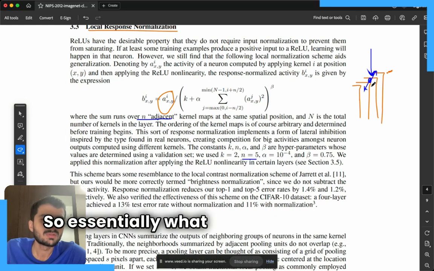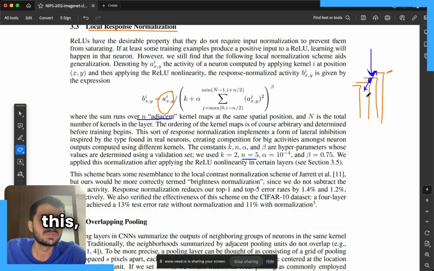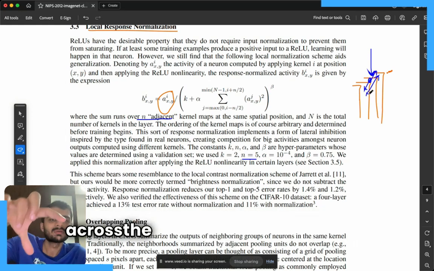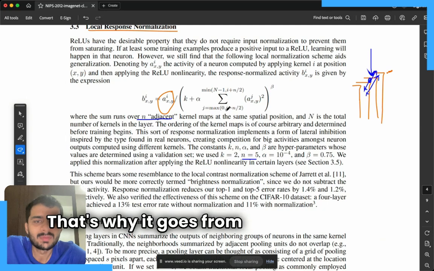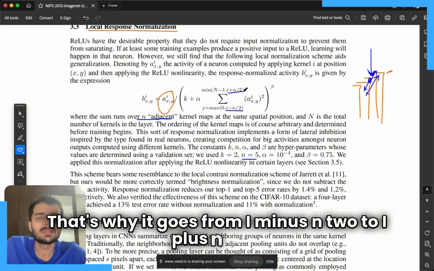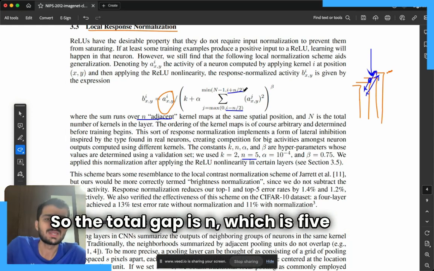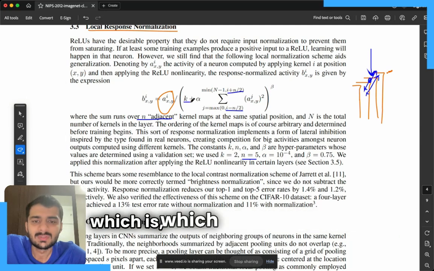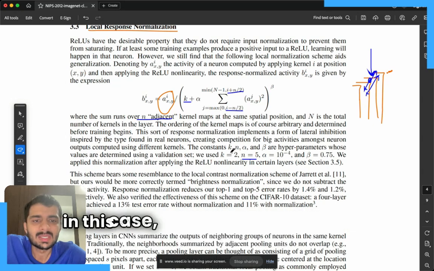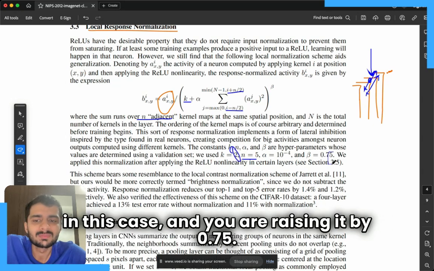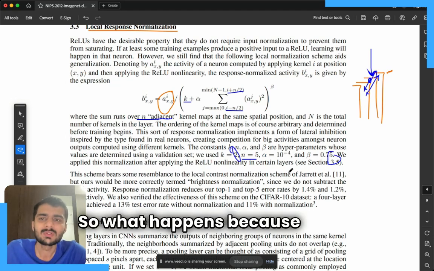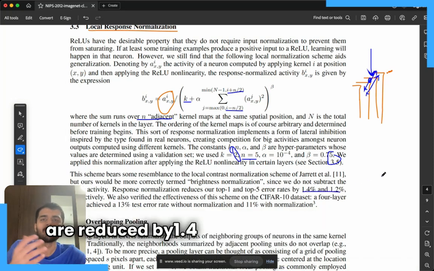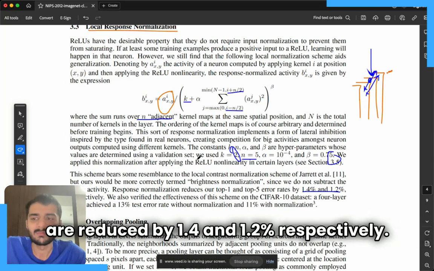So this total length is 5. You're taking an average across the 5 neighboring kernels. That's why it goes from i minus n by 2 to i plus n by 2. So the total gap is n, which is 5 in this case. Then you add an amount k, which is also a hyperparameter, 2 in this case, and you raise it to the power 0.75. Because of this response normalization, the top 1 and top 5 error rates are reduced by 1.4 and 1.2% respectively.